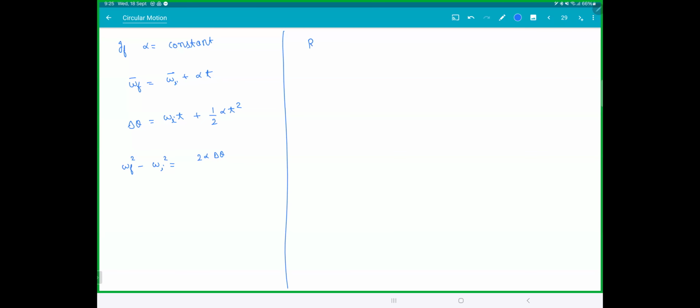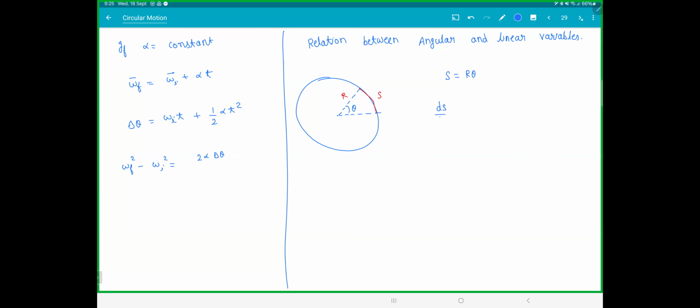And now, if you try to look at the relation between angular and linear variables, we have done this before already for v is equal to r omega. So if this is theta, this is radius r, and this is your arc length. We know s is equal to r theta. If you differentiate this, ds by dt is r d theta by dt. This gave you v tangential.